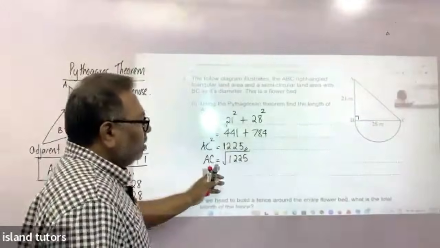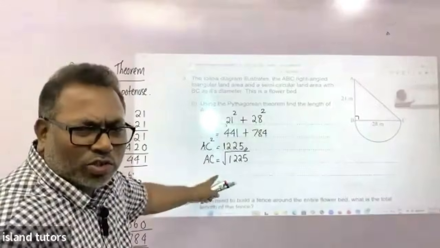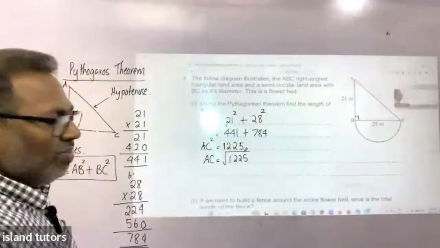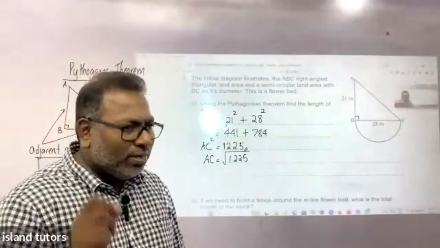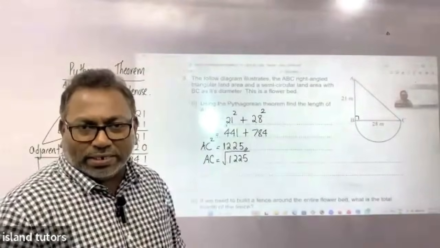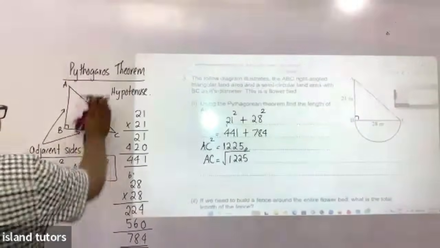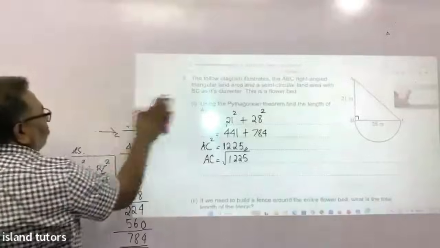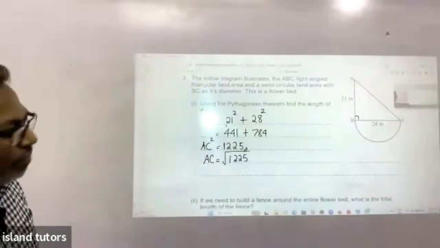Right. So AC is equal to square root of 1225. How are you going to find the square root of 1225? Easiest way, we'll be doing that in the next lesson, is to use the prime factors, product of prime factors. How do you do that? Using the product of prime factors. What is the square root of 1225?